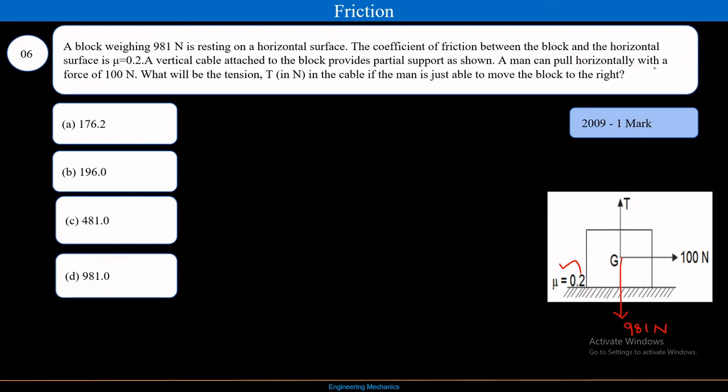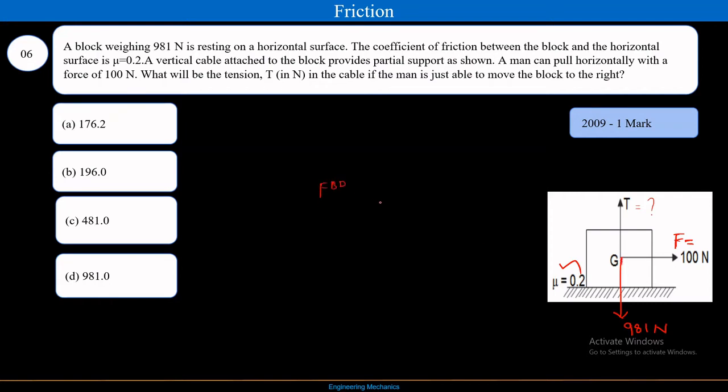And now a man pulls horizontally with a force of 100 Newton. There is a man pulling in this direction with 100 Newton. What will be the tension T? Let's move on to the question.